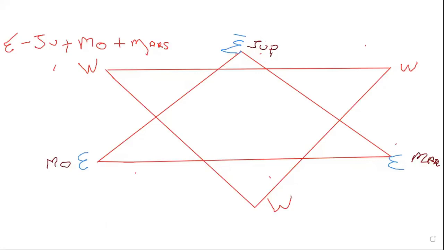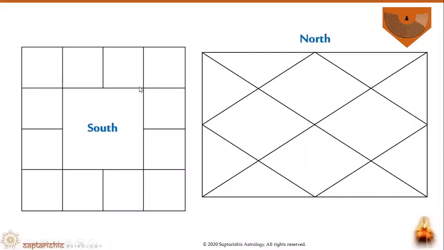Now we're going to go back to our original chart. And we're going to write again all the directions. So once again, can everybody tell me first house? East. So we're going to take it as Aries.